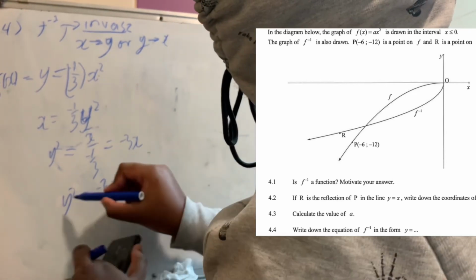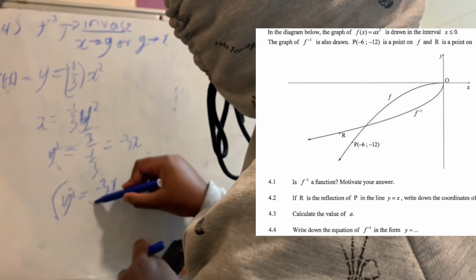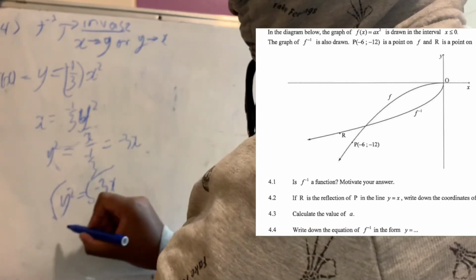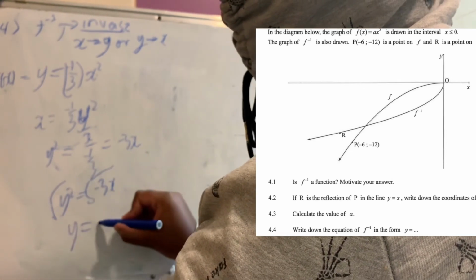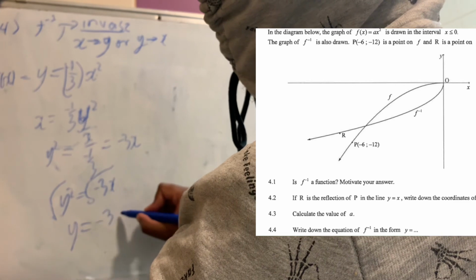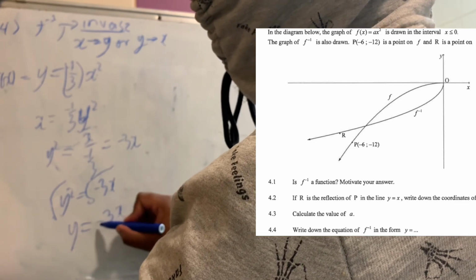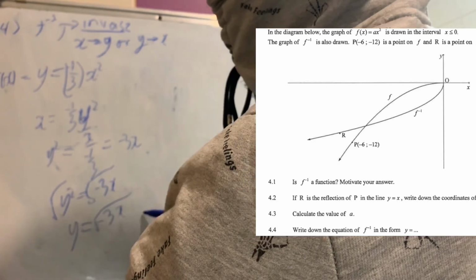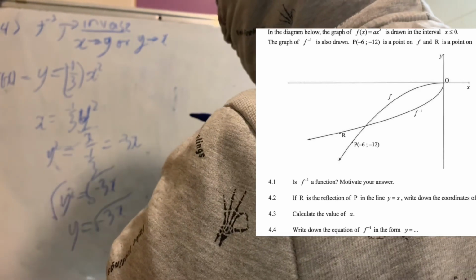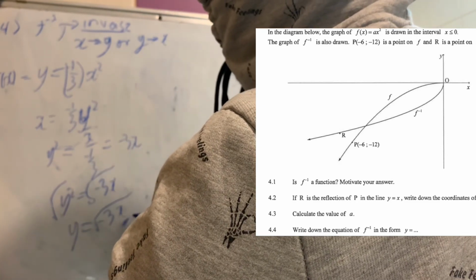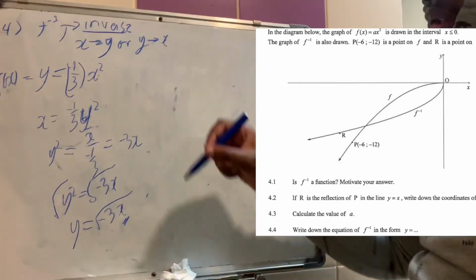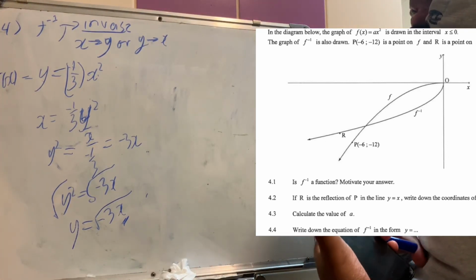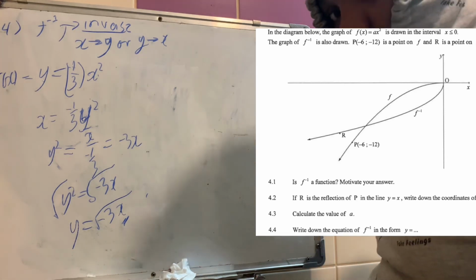So you're going to take the square root of both sides. So y is equal to the square root of minus 3x, which is the inverse. It's going to be real depending on x. But this is what you have to do when they say you must write the inverse of f. And that's it for today, guys.